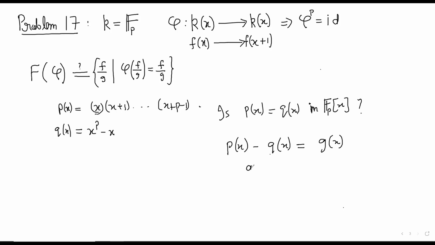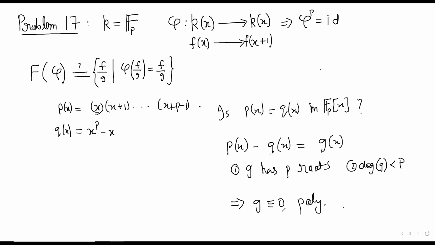Because we have proved that g has p roots. Number one, 0 to p minus 1, those are the roots. Number two, it's evident that the degree of g is less than p because the leading coefficient cancels. And we know that a polynomial can have at most as many roots as its degree, unless it's a zero polynomial. So it implies g is a zero polynomial. So then we are done.